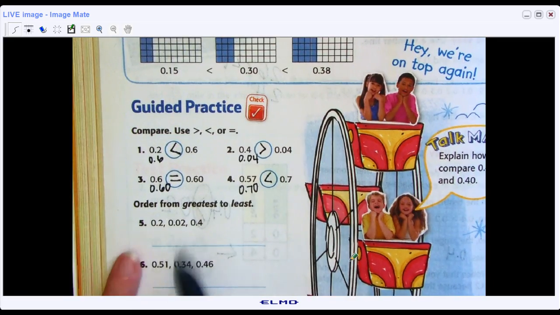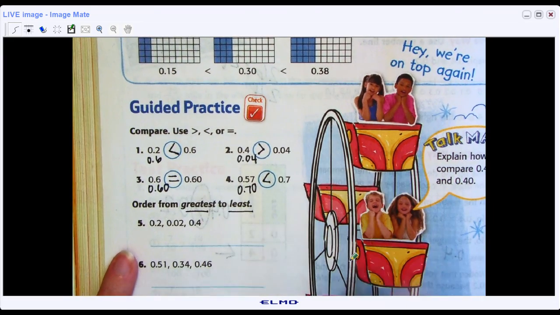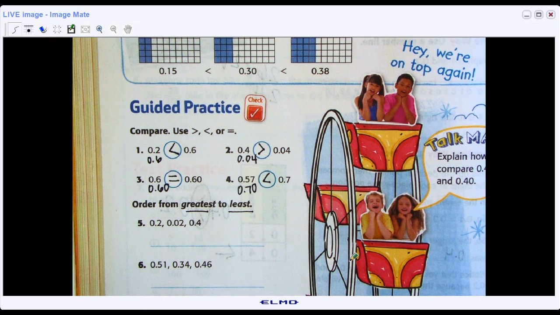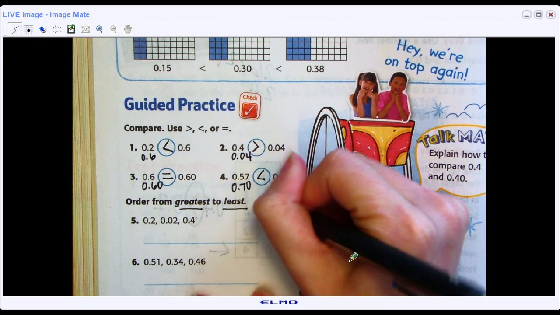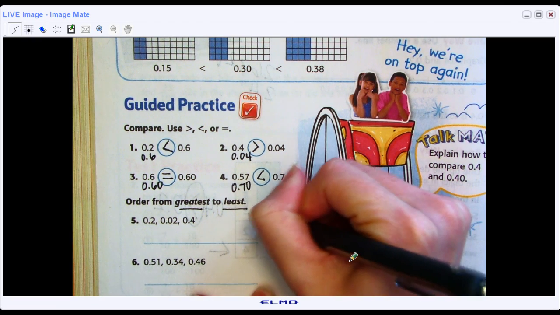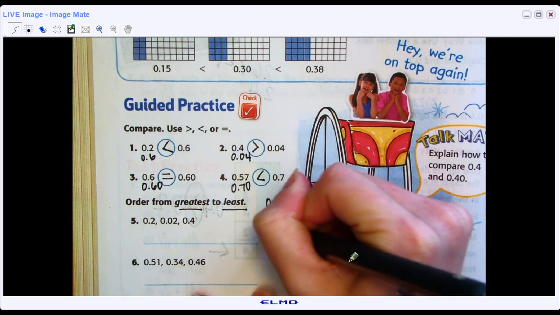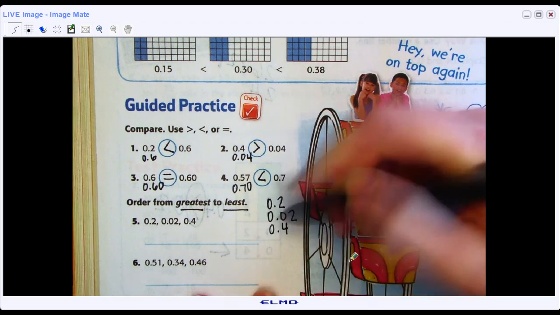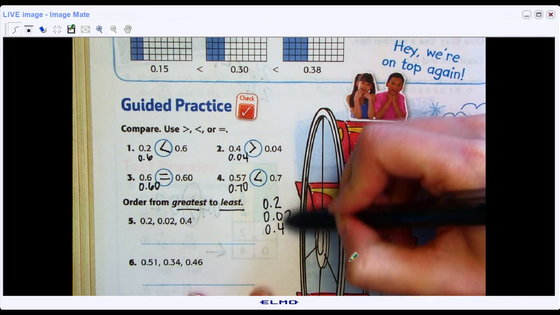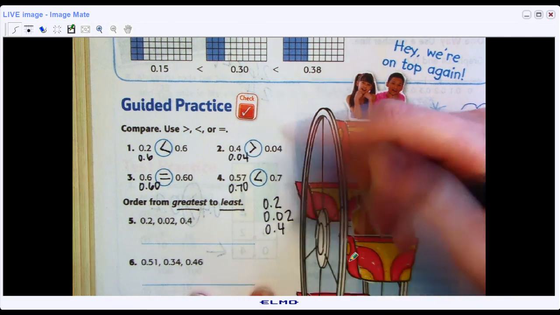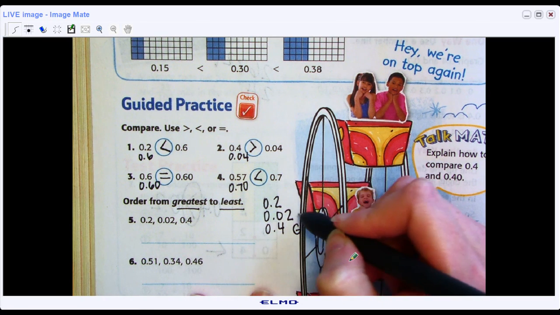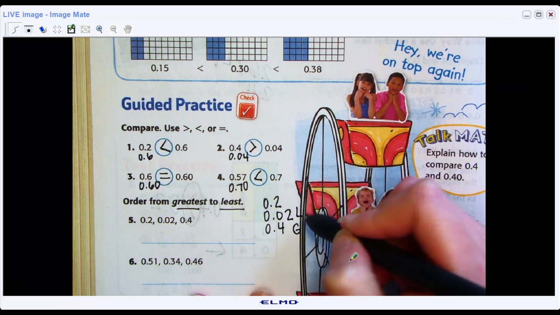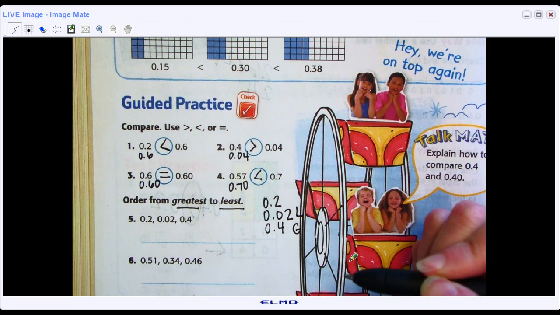And then order it from greatest to least. Make sure that you pay attention to those vocab words, because some of them might say least to greatest. So if you compare them all, I'm going to write them over here on the side. So I've got 0.2, 0.02, and 0.4. Now look in this first tenths place. What number is bigger? That 4 is the greatest. I'm going to put the G right there. 0 is less than 2, so that has to be the least. So that 2 has to come in the middle.